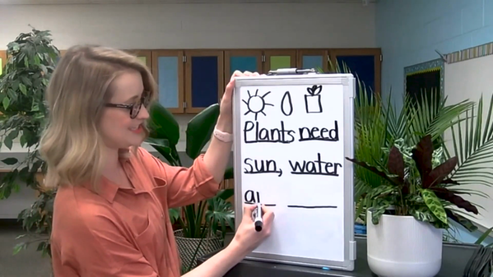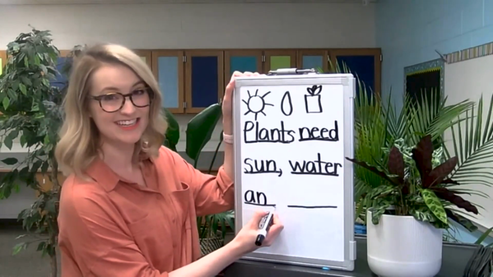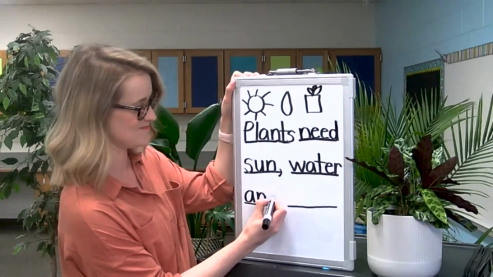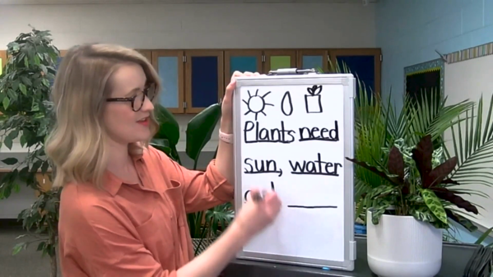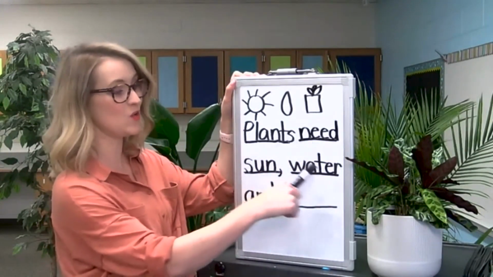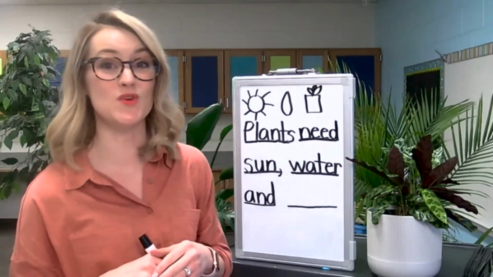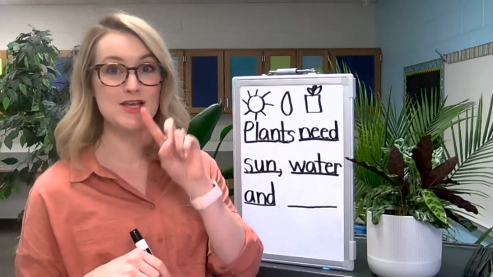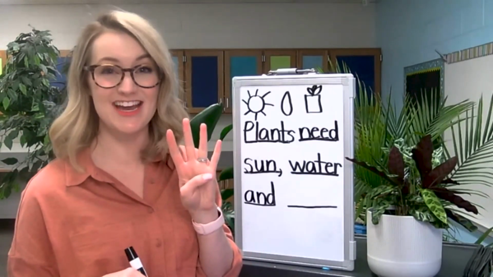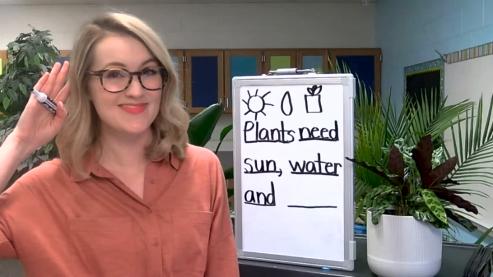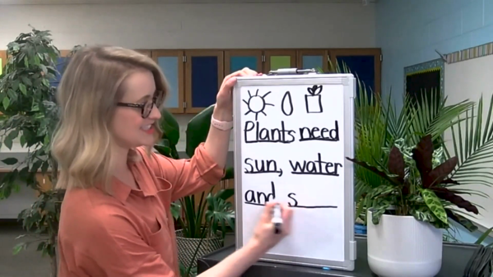Start in the middle, go down, back up and around. And we hear a D at the end of that word. Make a C, go up and down. Plants need sun, water, and space. Let's stretch out the sounds in the word space. S, P, A, S. What's the beginning of that word? An S. Let's start in the middle, around like an S.